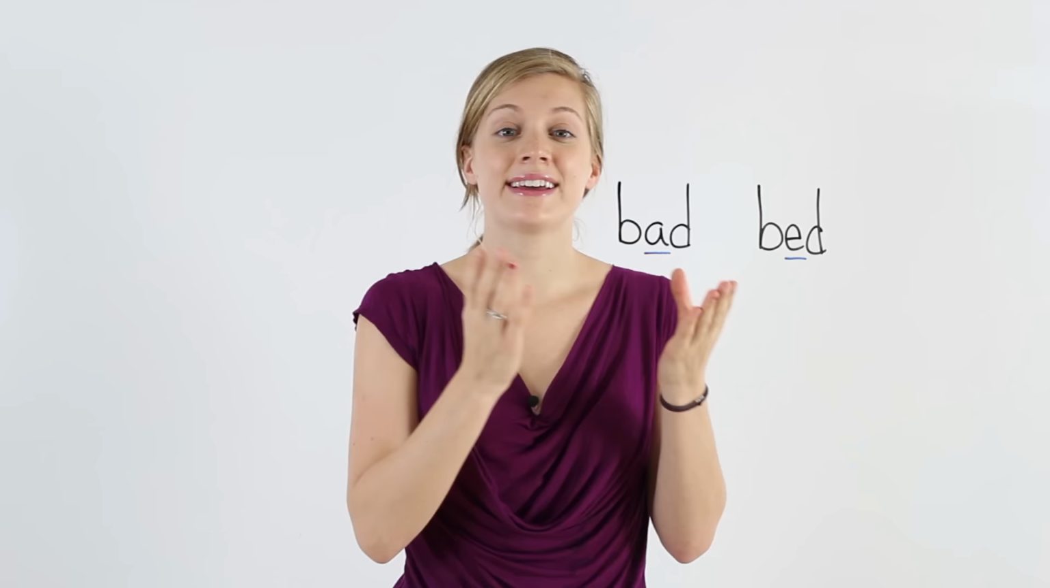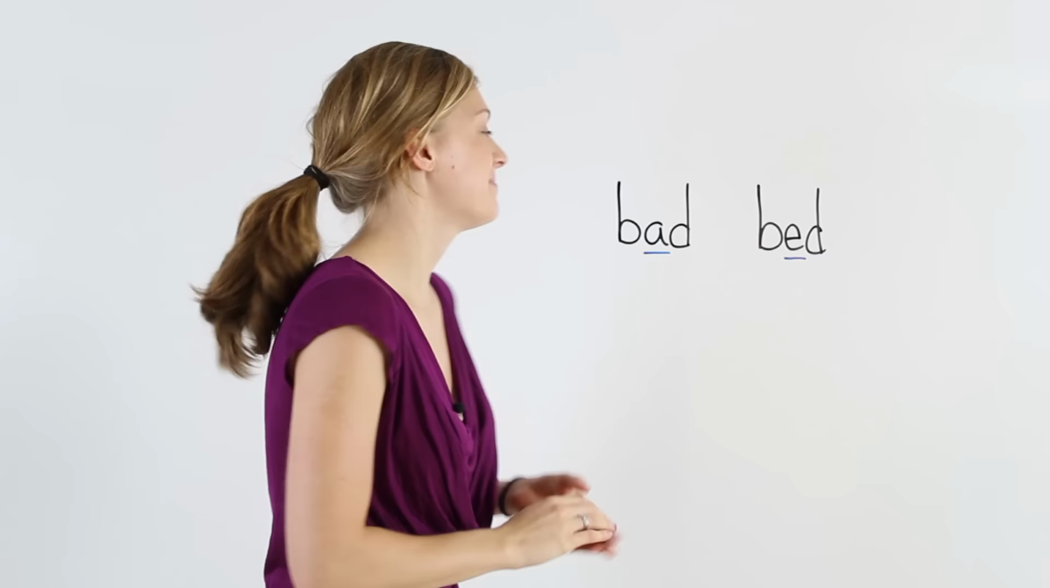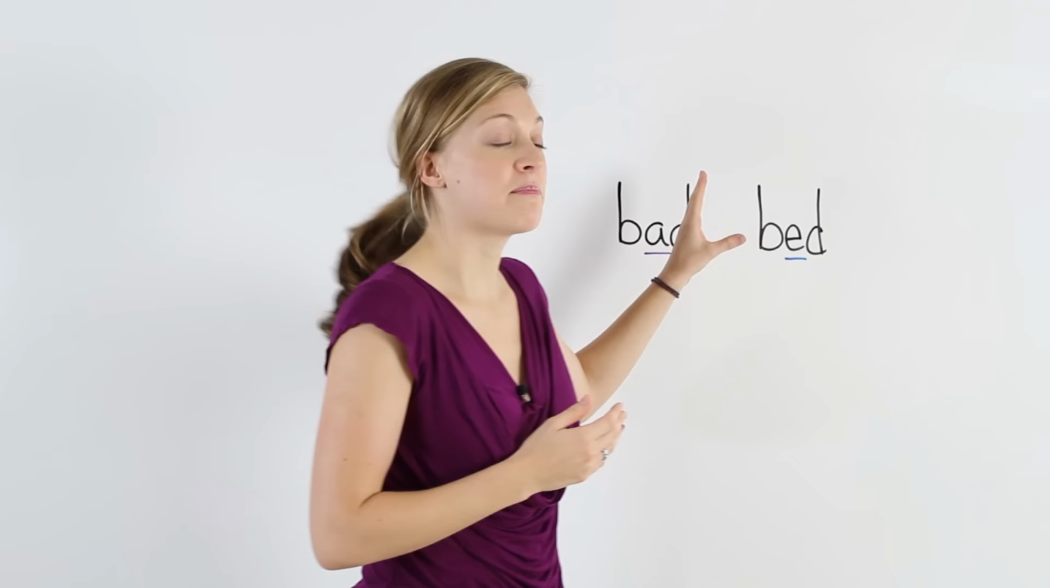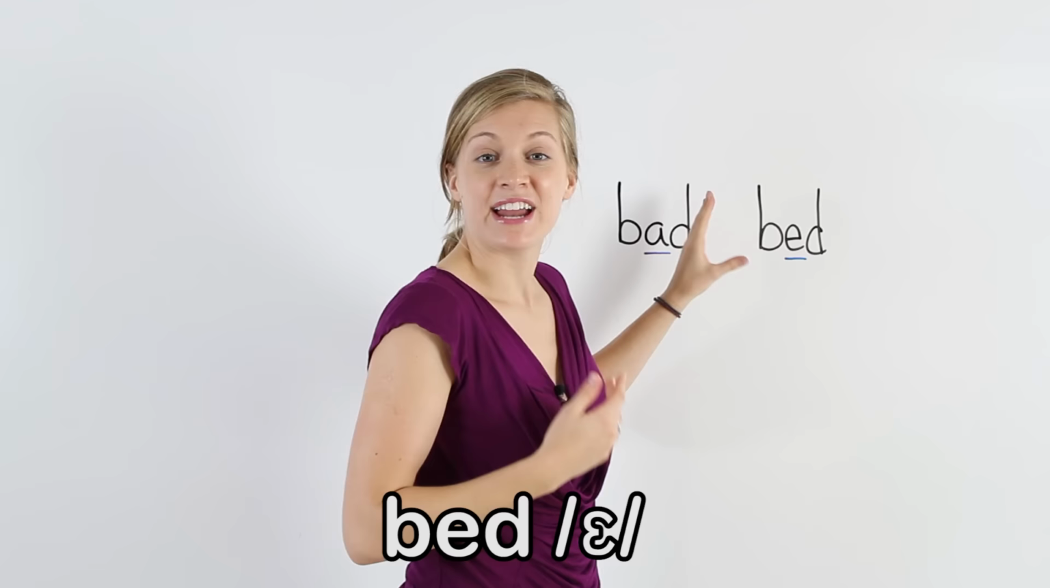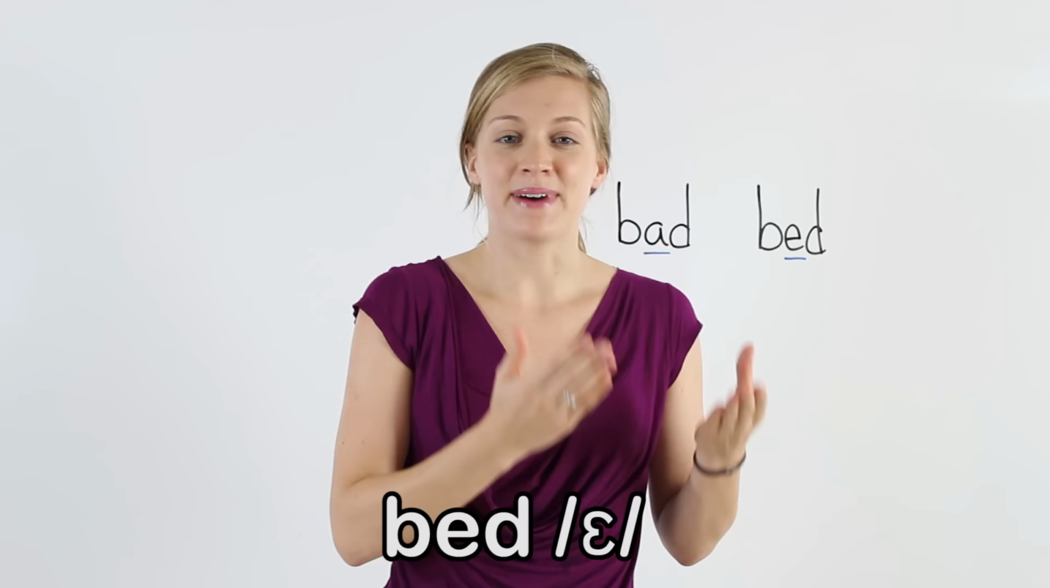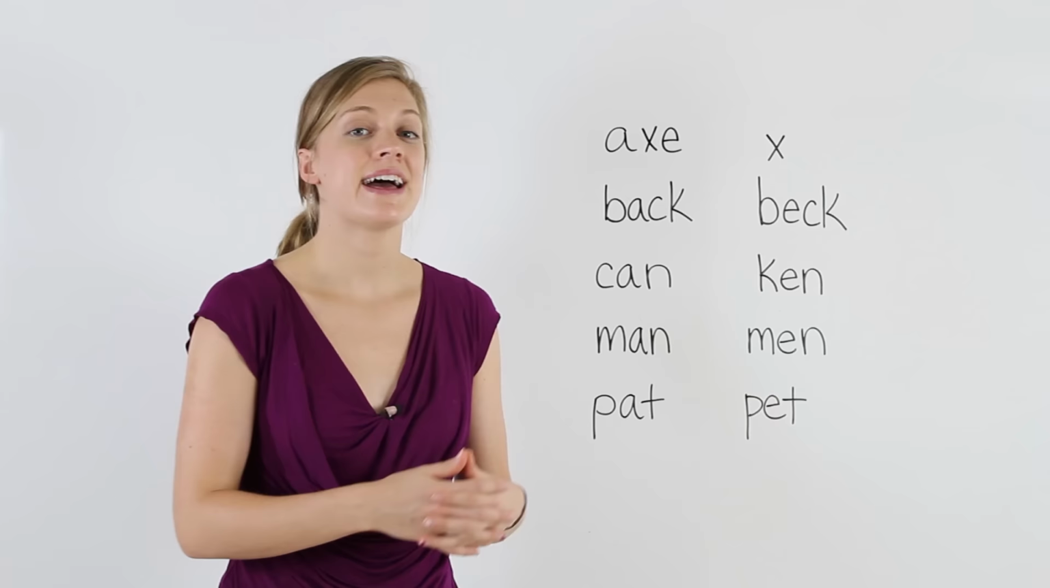Now let's look at some example words. We have bad. Repeat after me. Bad. Good. Let's look at bed. Now repeat after me. Bed. Good, let's compare bad and bed. Bad and bed. Now you know the difference between a and e. Let's look at some minimal pairs for the a sound and the e sound. It's very important to repeat after me.